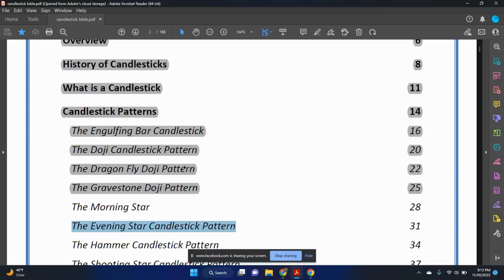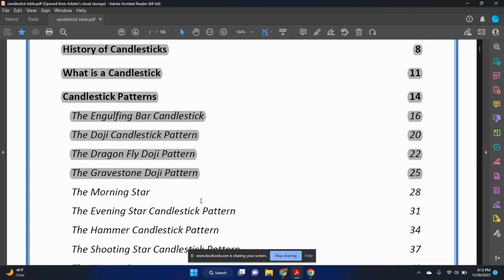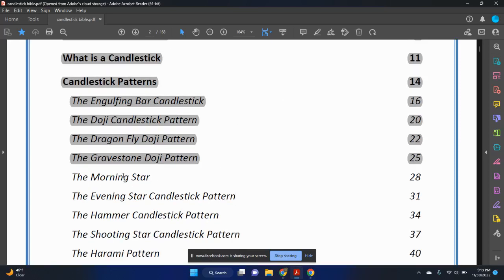Okay, so last week we went over the dragonfly doji pattern and also the gravestone doji pattern. This week we are gonna go over the morning star and the evening star candlestick. I am really happy to go over these, because all during this week me and my team have been going over the evening star candlestick, but the star candlesticks.